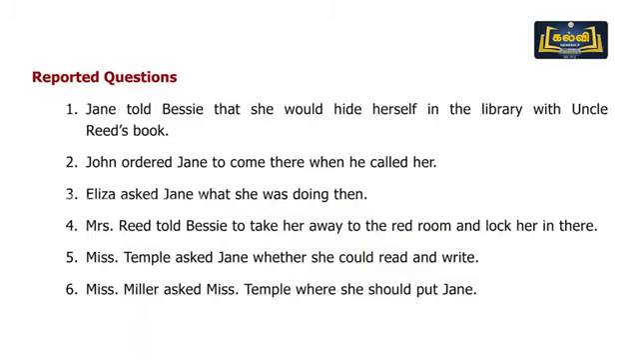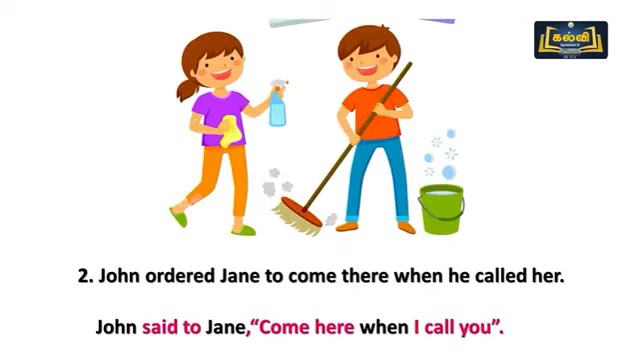So the next one we will see: John ordered Jane to come there when he called her. The second sentence comes under imperative format. John ordered Jane, comma, start the quotation, "Come here when he will become I. When I call you," close the quotation, full stop. "You." This is an order. So accordingly, what will you put? "John said to Jane" — but while you are changing into direct speech, you will use "John said to Jane, 'Come here when I call you.'"